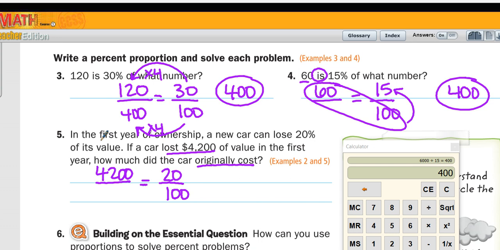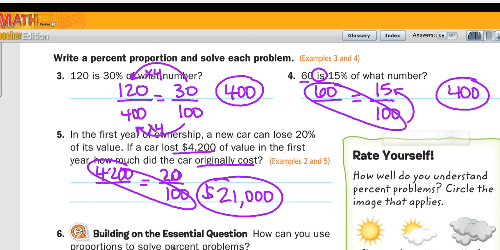I could either look at the relationship here between 20 and 4,200, or I can use cross products and division. For this problem, let's use our cross products and division for practice. So 4,200 times 100 gives us 420,000, and we're going to divide that by 20, which gives me 21,000, and it's dollars, the original cost of the car, and that would be pretty standard.